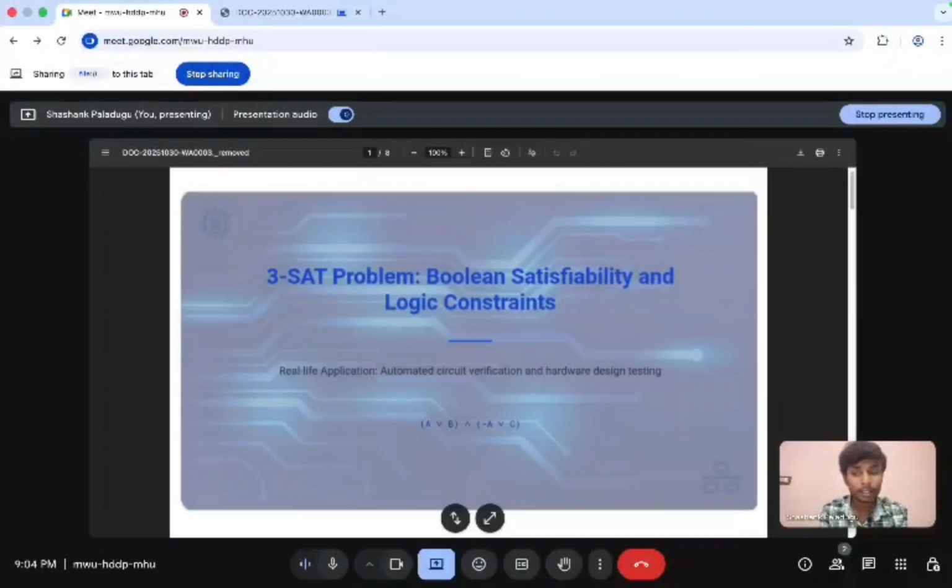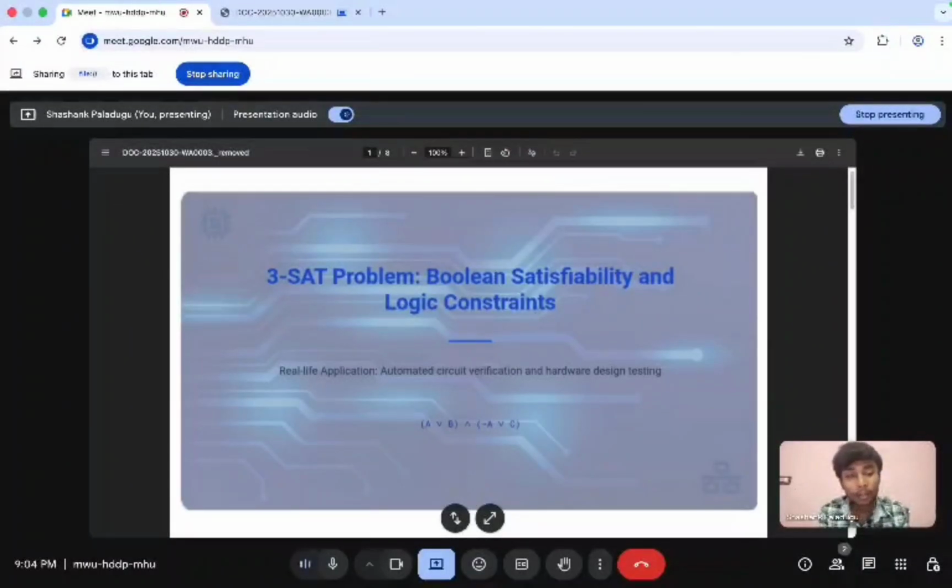That's the basic idea. 3-SAT specifically deals with something called Boolean logic. What does Boolean logic mean? It is based only on two values: either true or false. Just like if you switch on a light, it is just on or off. That's it, right? Not more than that.